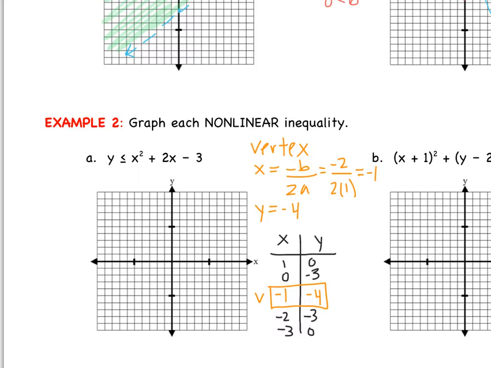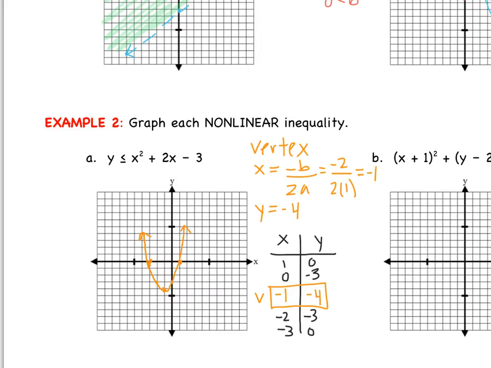As we're plotting, we should be thinking if our parabola is a solid or dashed curve, and we should note that since it's less than or equal to, we've got a solid curve going on here. So let's go ahead and plot these points. We've got negative 1, negative 4. We've got 0, negative 3, negative 2, negative 3, negative 3, 0, and 1, 0. So we can go ahead and connect these as best we can.